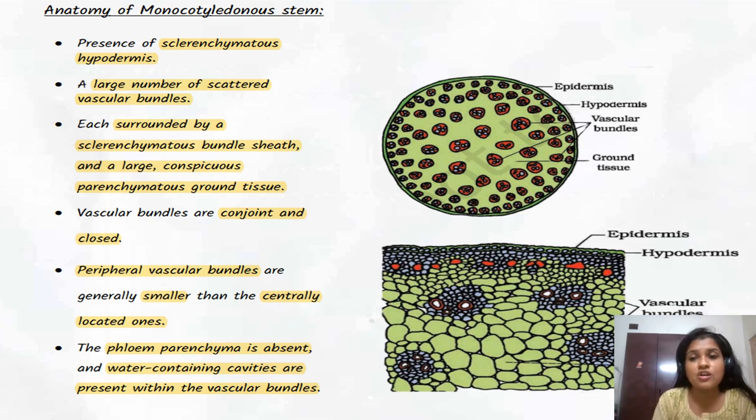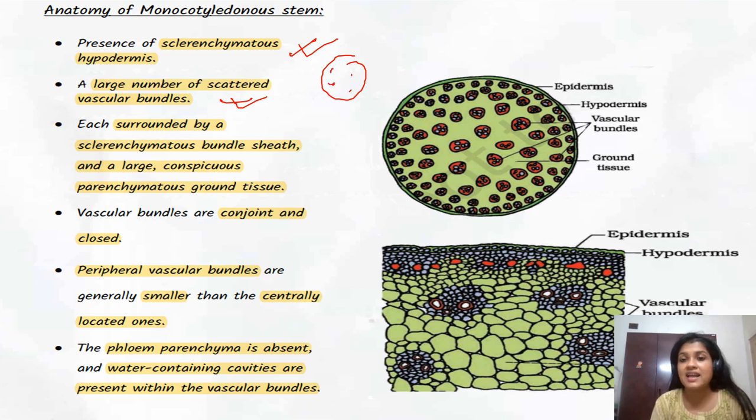Now let us come to the monocotyledonous stem. Here again there is a presence of sclerenchymatous hypodermis. These are the few differences that we have from the dicot stem. Large number of scattered vascular bundles. There were a large number of vascular bundles in the dicot but arranged in a ring. Here they are scattered and surrounded by a sclerenchymatous bundle sheath and a large conspicuous parenchymatous ground tissue.